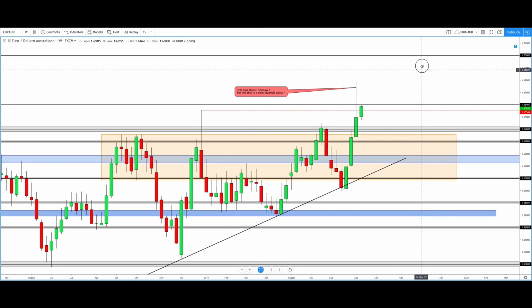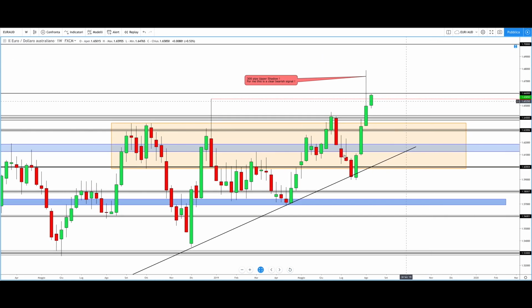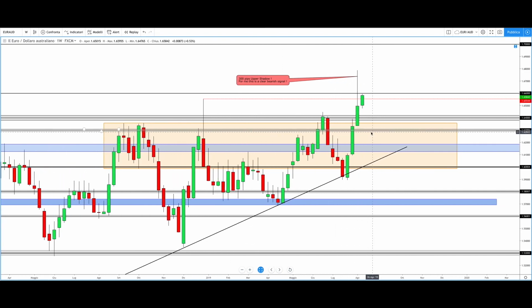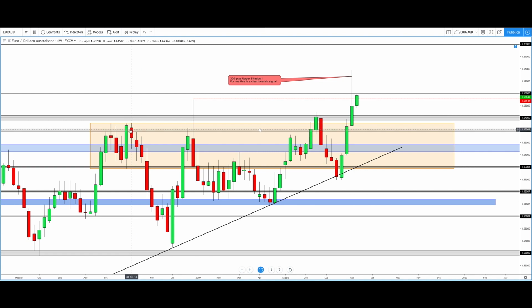We can see that the price in the last years tried to pass this area many times, especially these levels here, 1.63 and especially 1.64. But we can see that in the last years the price always failed to go higher and confirm this break, and we can see here a clear daily closing, weekly closing above this key level.